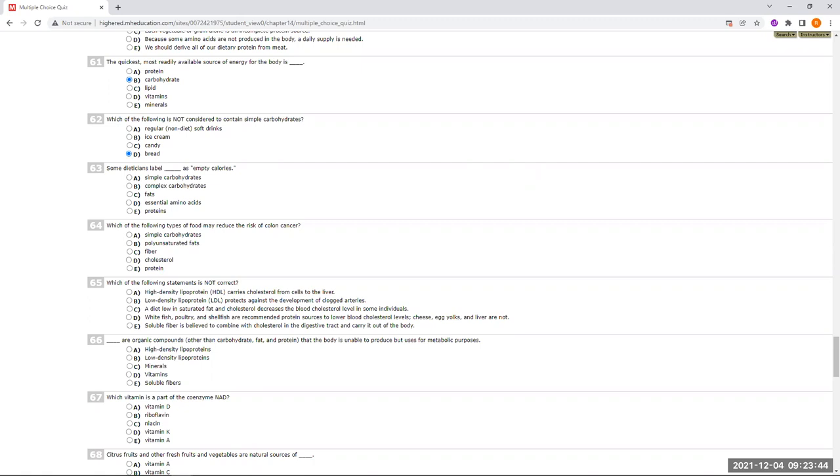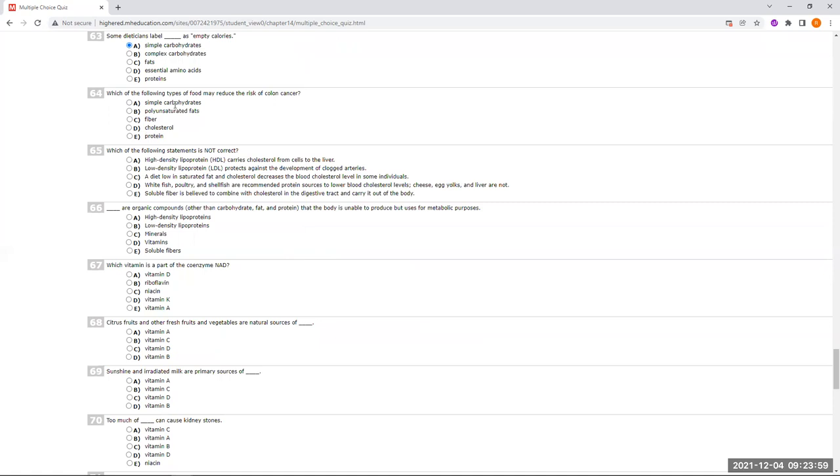63. Some dietitians label something as empty calories. We didn't speak to this, so I'll give the answer on this one. That's simple carbohydrates. Let's go to the next one. Which of the following types of food may reduce the risk of colon cancer?